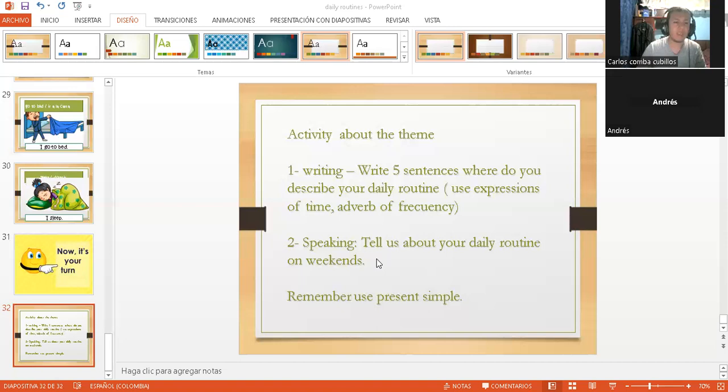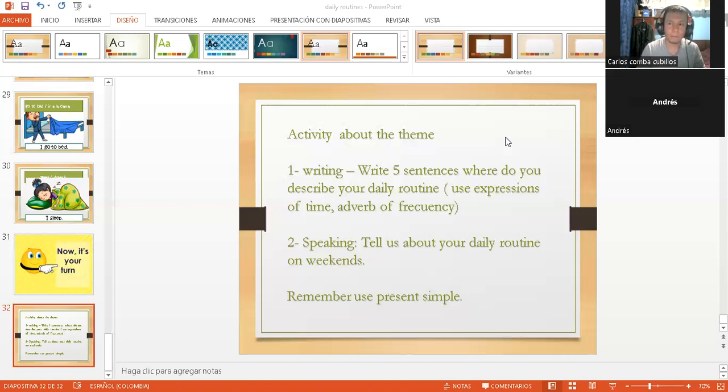Activity of speaking. Tell us about your daily routine on weekends. You need to keep in mind that your daily routine on weekends is so different from the week, right? You can use or invent the sentences to explain to us. Okay, go.